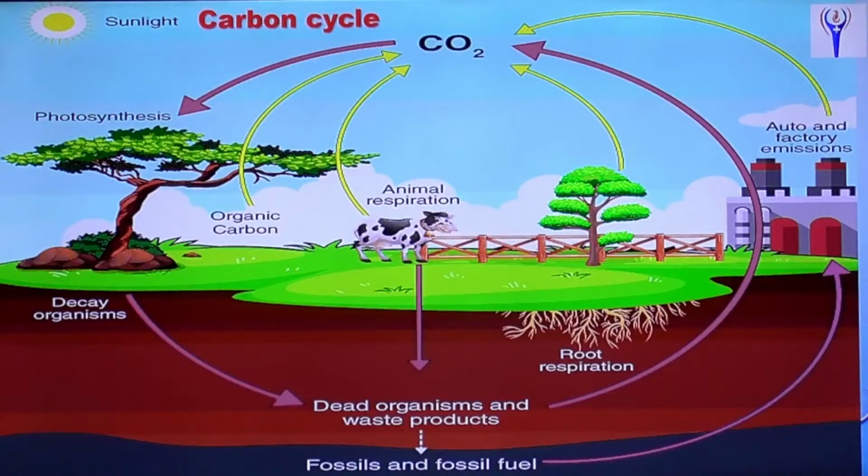And it is estimated annually that 4 × 10¹³ kg of carbon is fixed in the biosphere during photosynthesis. Human activities like deforestation and massive burning of forests also increase the rate of carbon dioxide, thus influencing the carbon cycling. And the next is the phosphorus cycle.